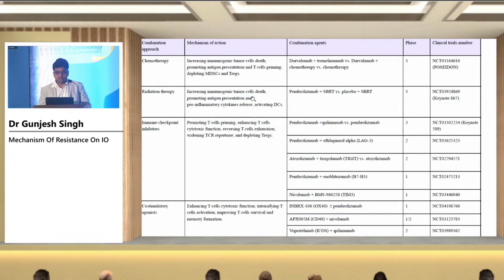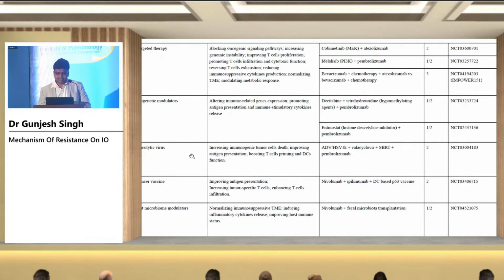Regarding lung, there are several trials going on. Chemotherapy is being tried along with immunotherapy; this is the Poseidon trial with durvalumab. Radiation therapy along with immunotherapy. Two different kinds of immunotherapy can be added, like pembrolizumab, nivolumab and ipilimumab. Already we have data in lung cancer. So two different kinds of immune checkpoint inhibitors can be added. We can add co-stimulatory agonists along with immunotherapy. Data is coming, and targeted therapy along with immunotherapy, epigenetic modulators, oncolytic virus, cancer vaccines, and gut microbiome modulators can be added along with immunotherapy to handle all these immunotherapy-associated resistance.